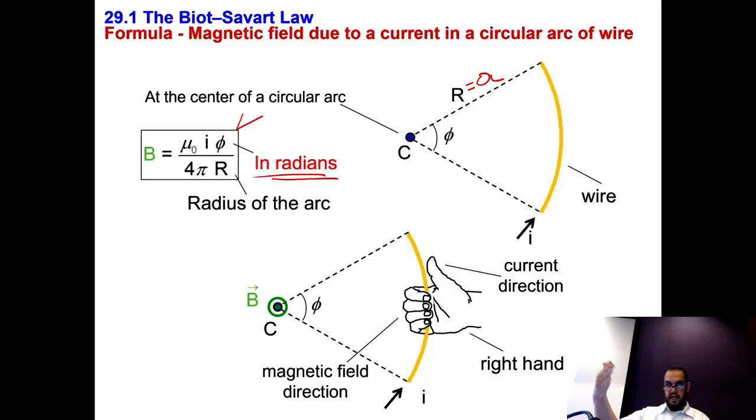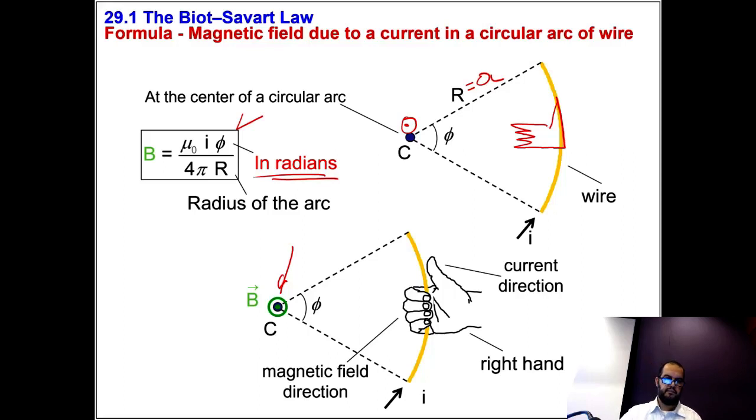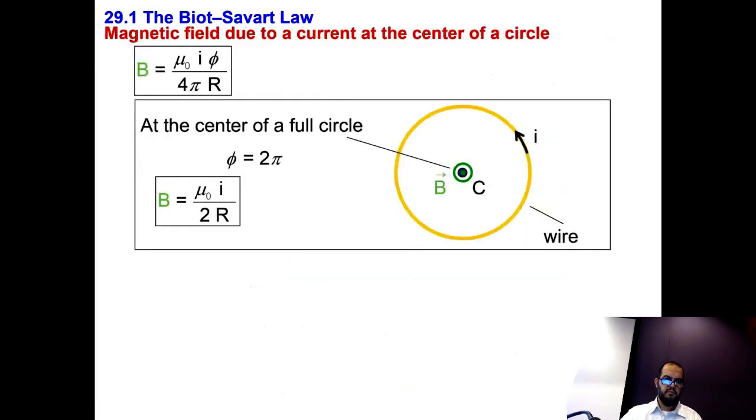In order to determine direction, we use the same method. For example, in this case, if you point your thumb along the current, and swing with your four fingers, you can see that the magnetic field here is coming out of the page, as illustrated here. So for a full circle, it becomes mu 0 I divided by 2r.